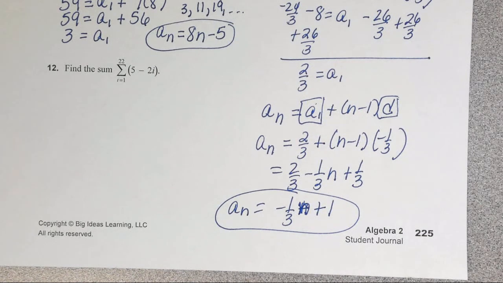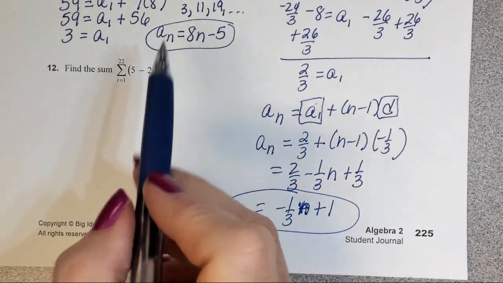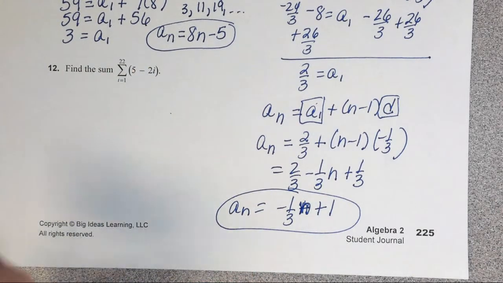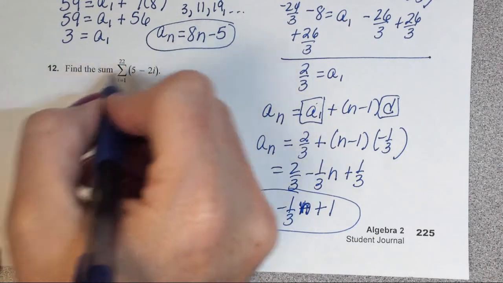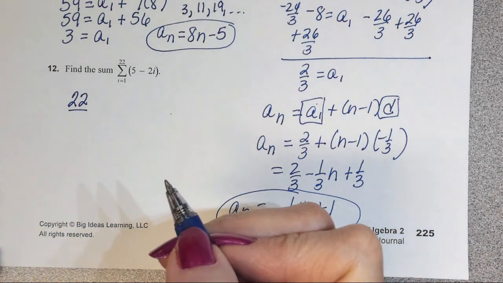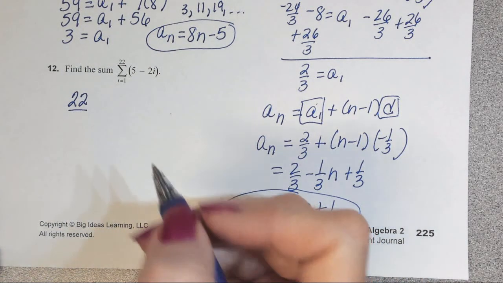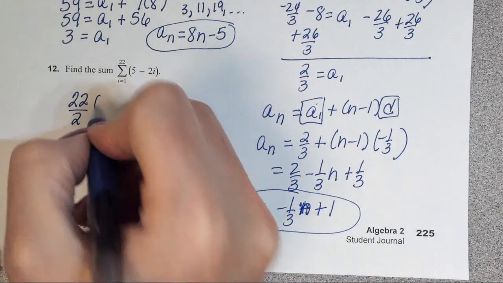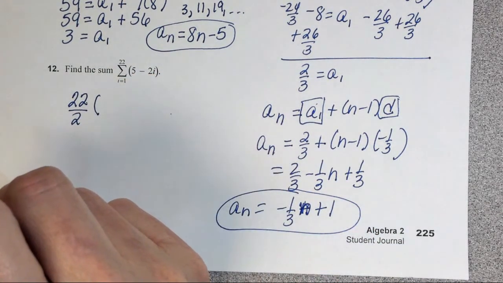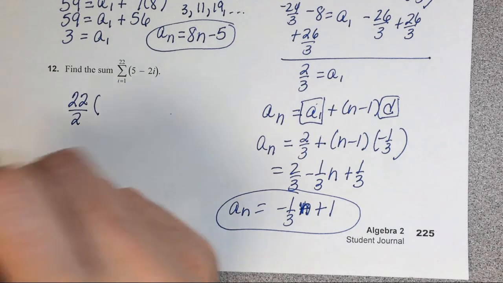All right, let me show you a quick way you can do this without even using your calculator. All right, so we're going from 1 to 22. How many terms do we have? 22 terms, right? So remember how Gauss did this? He did 22. What did he do to the 22? Divided it by 2, right? And then what did he add when he was adding from 1 to 100? The first number and the last number.